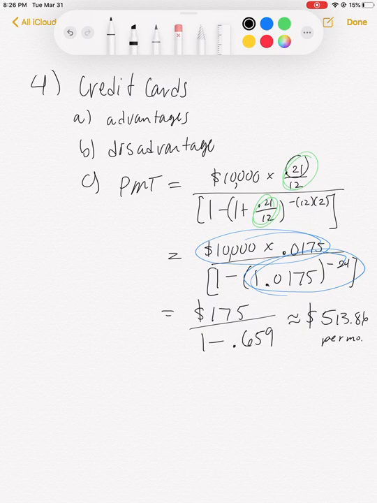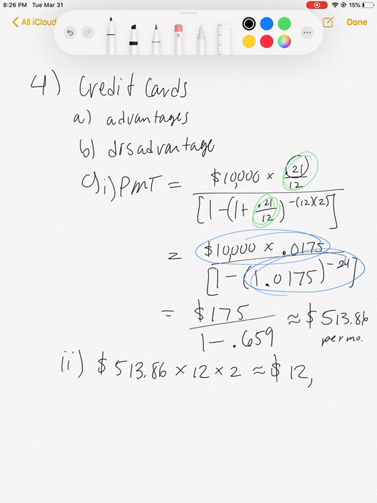Okay, now in part 2 of our credit card example, so this is part 1. We have, when the card is paid off, how much have you paid total? Well, we're going to take our monthly payment, $513.86, and multiply it by 12 months for 1 year, and we have 2 years. So when we do that, we get $12,332.56. And that's how much we paid total.